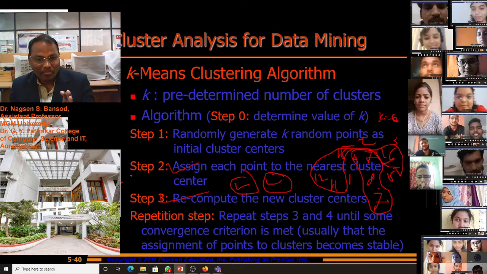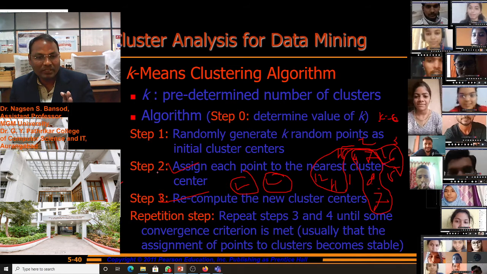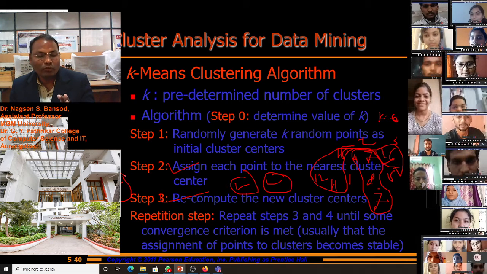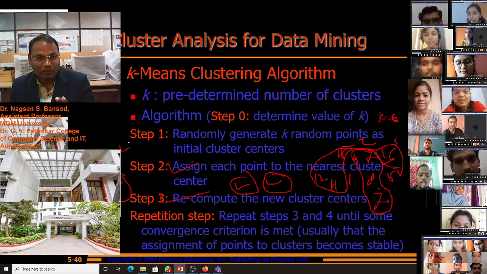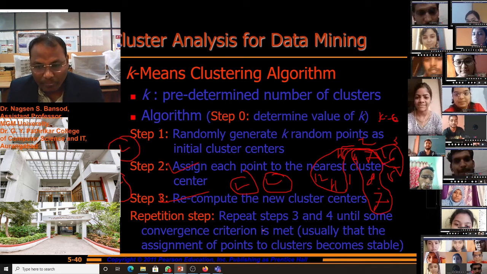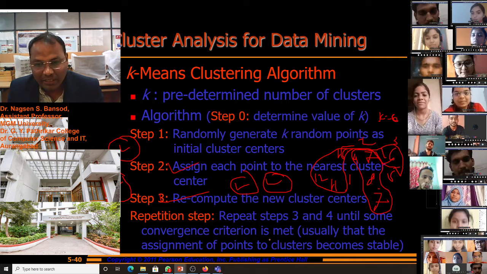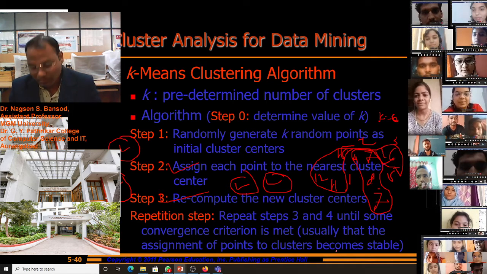Step 3, new value we have to find in step 3, and in step 2, assign the points to each value. Find the centroid, assign the values. Like this we will repeat steps 3 and 4 until some convergence criterion is met, usually that the assignment of the points to clusters becomes stable.